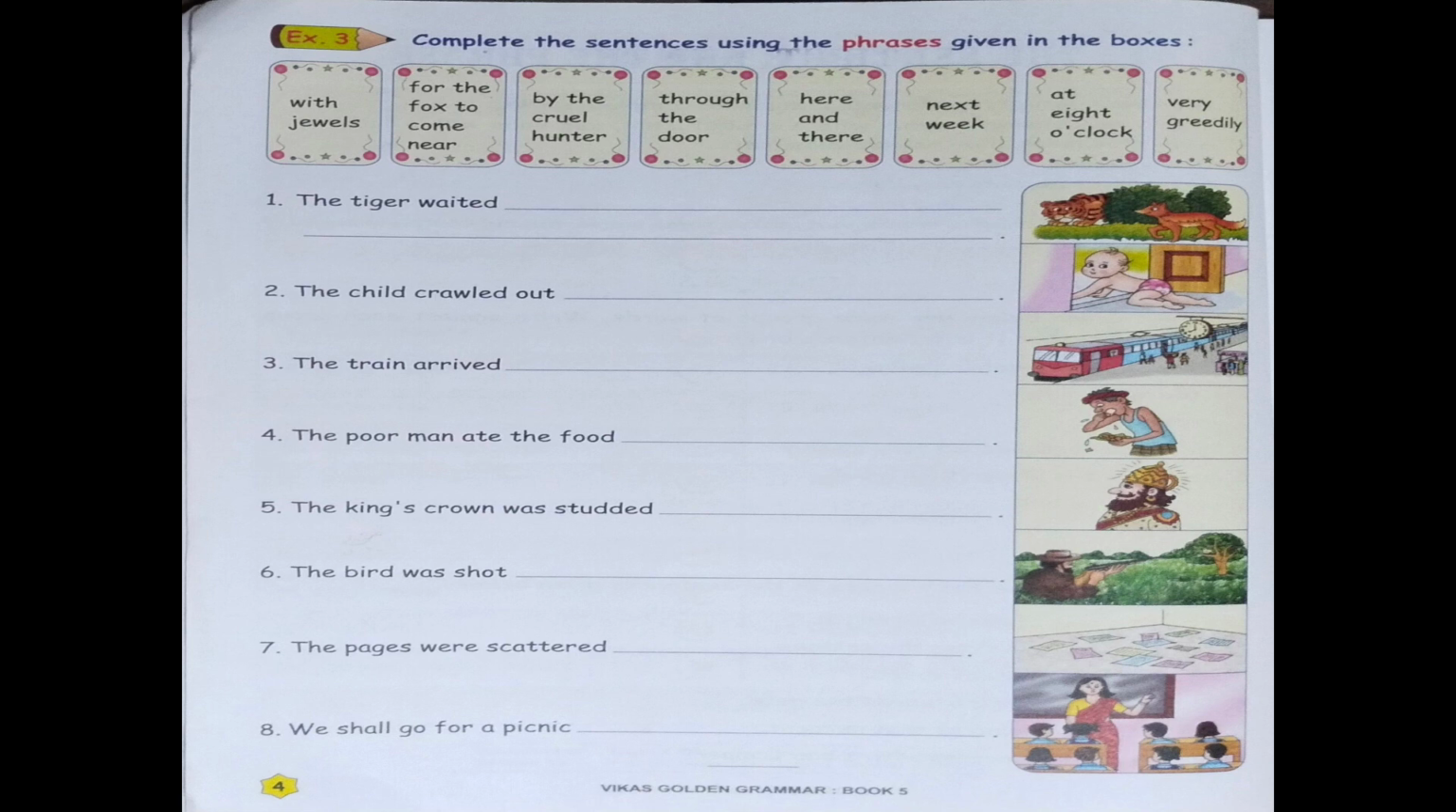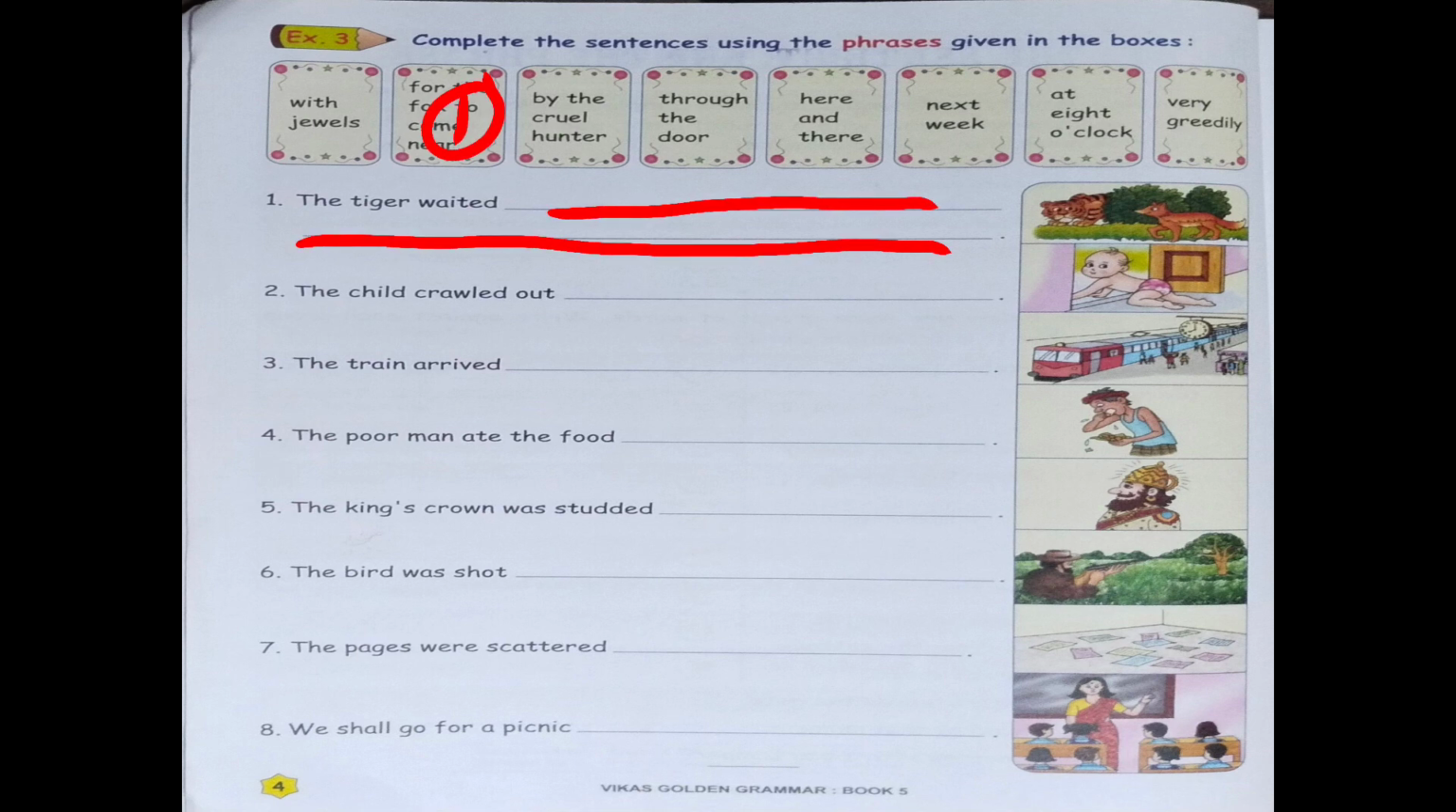First of all, the first one. The tiger waited. The tiger waited for what? So, which will be the answer? Come on, boys. Students, come on, tell me. The tiger waited for the fox to come near. So, this will be number 1. For the fox to come near. So, you will write here: the tiger waited for the fox to come near.